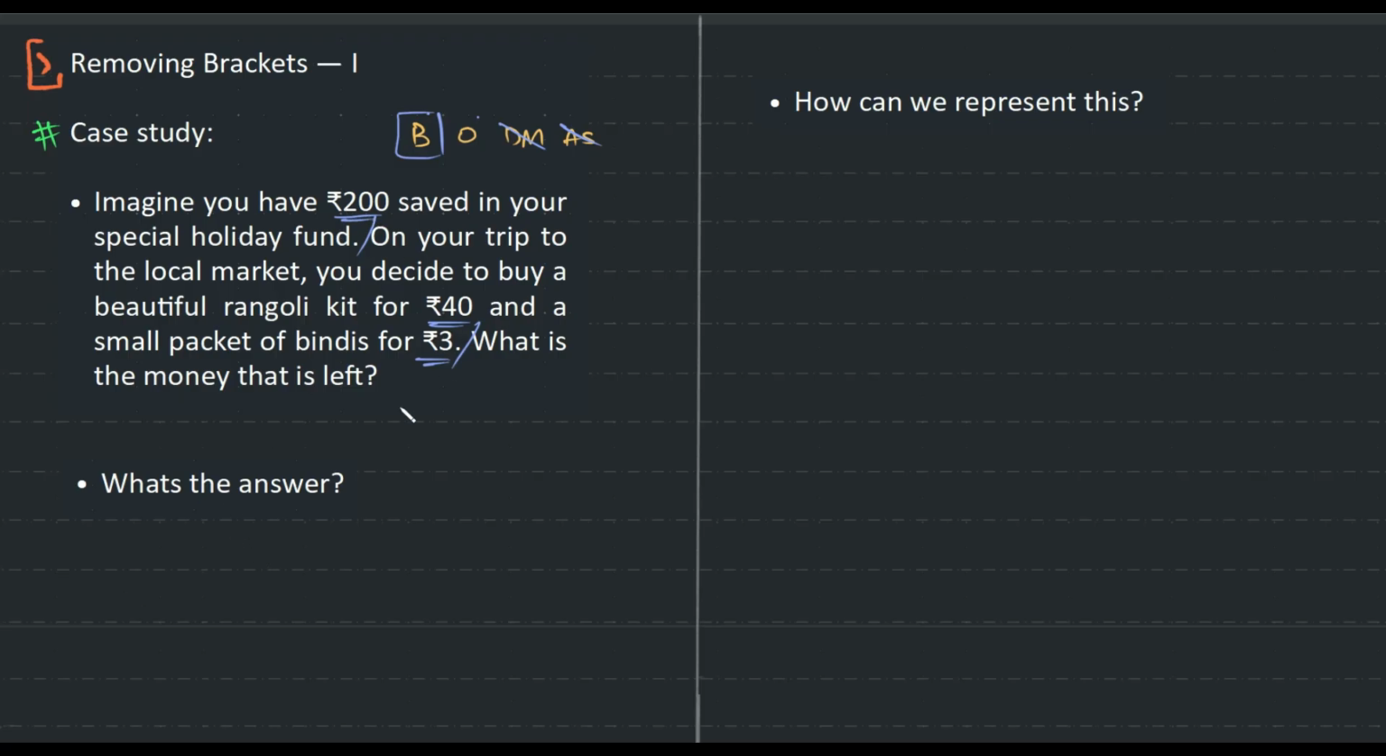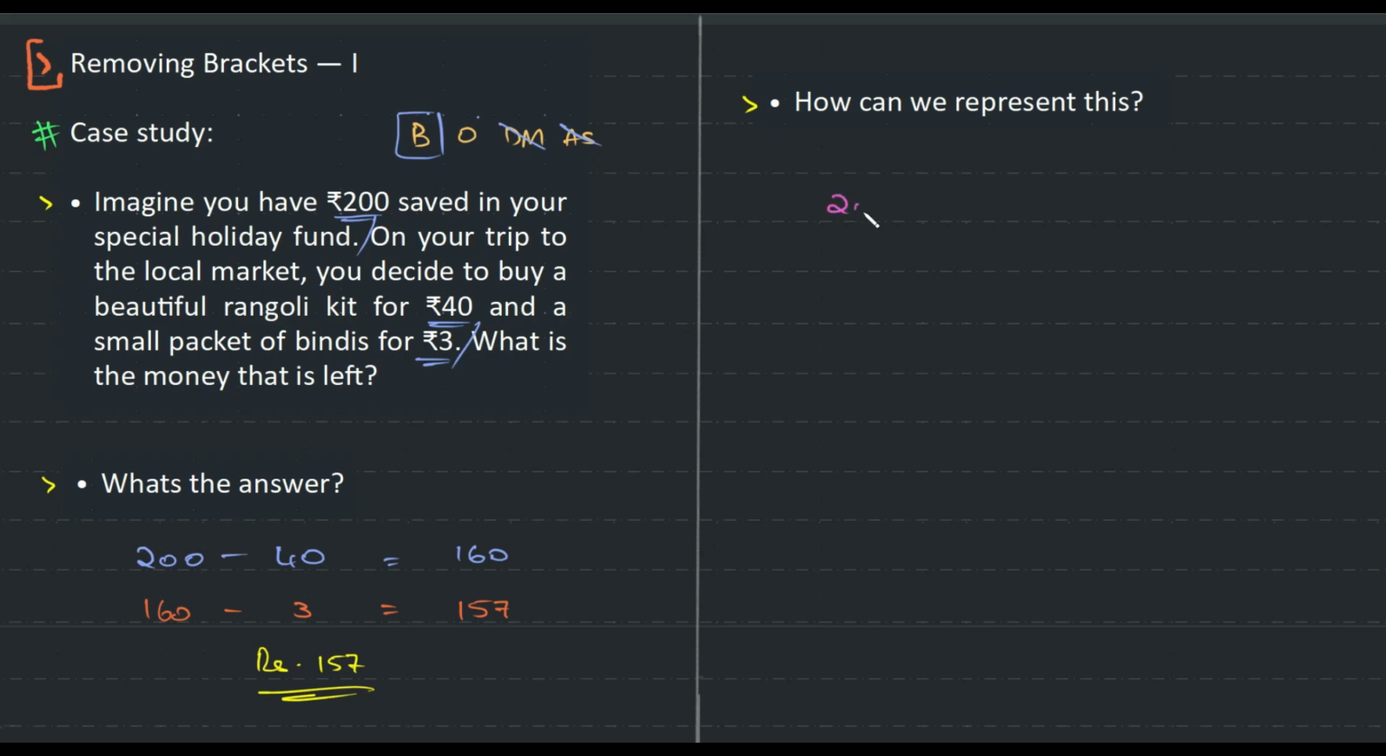So out of 200, I spent 40. So we are left with 160. And from 160, we spent 3 rupees on bindi and we are left with 157. So we have rupees 157. The kid has rupees 157 basically. Now the question is, how do you represent this? How do you represent this using a single arithmetic expression?